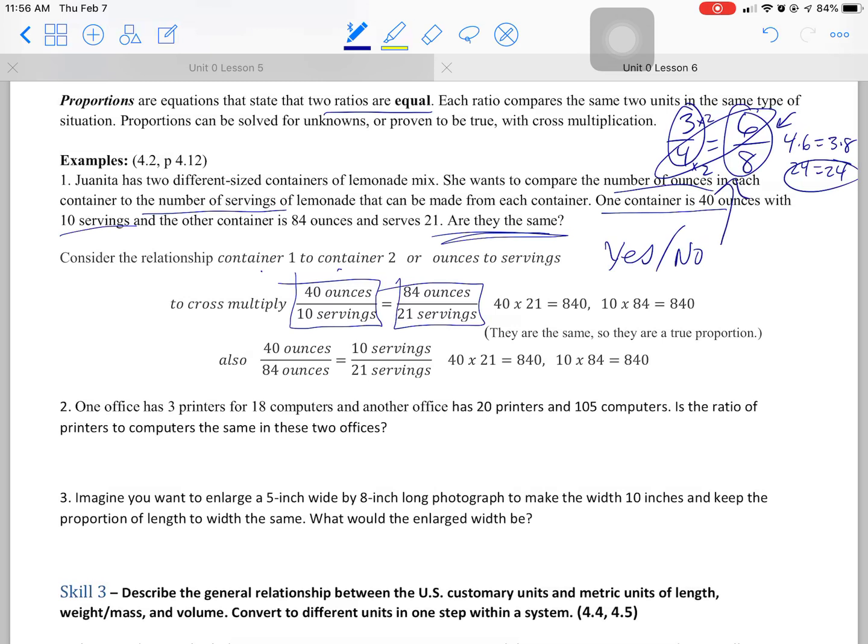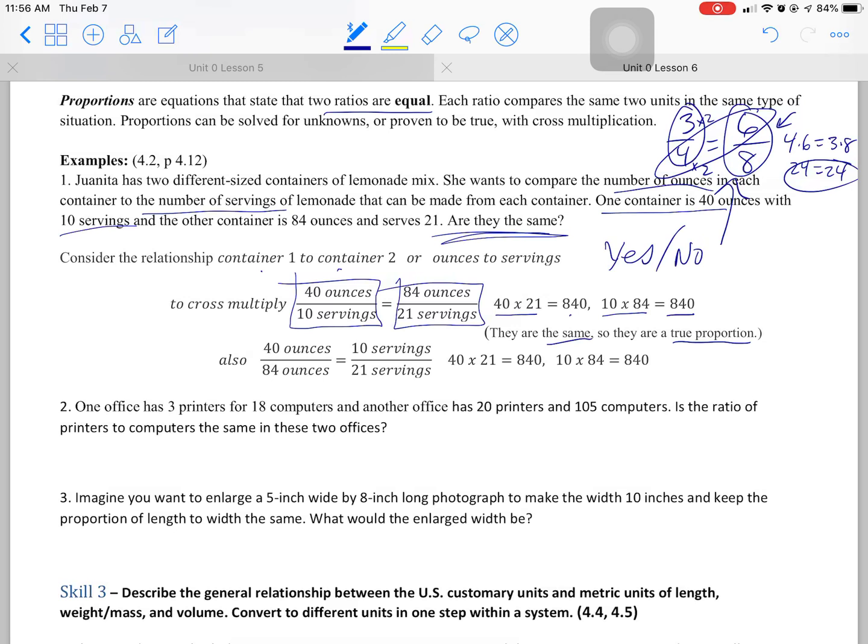So you can try to solve that by cross multiplication. 40 times 21 is 840. And 10 times 84 is 840. So they are the same. So they are a true proportion.